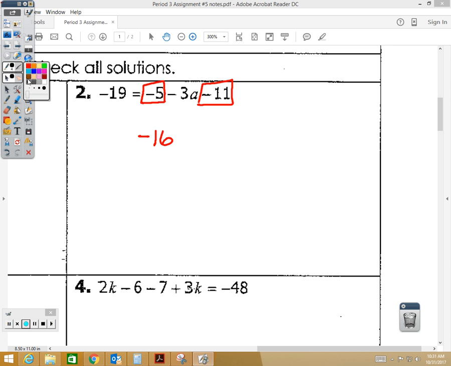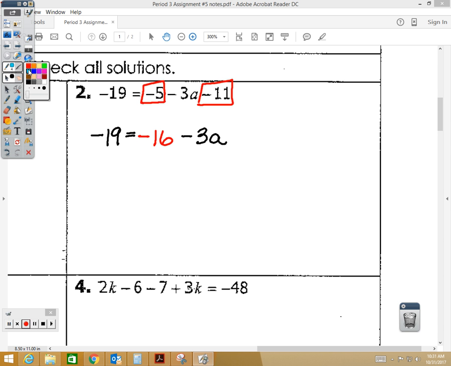Yes. So negative 19 we didn't change, the equal sign didn't change, and this negative 3a did not change. Okay? So now, again, my goal is to get my variable by itself, the a. I want to get rid of negative 16, and I also want to get rid of negative 3. Which of those two numbers should I get rid of first?